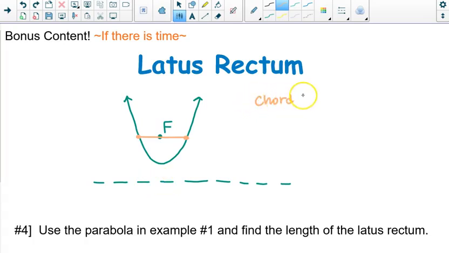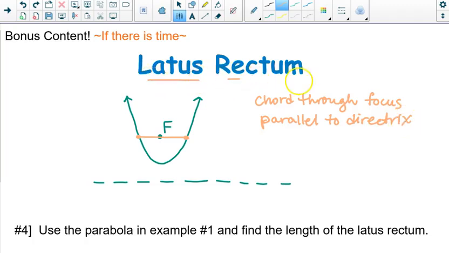Chord through focus, parallel to directrix. That, my friends, is the segment that we call the lattice rectum. Interesting. I have not yet researched the practical use of that, but we know the focus of a parabola is very useful.